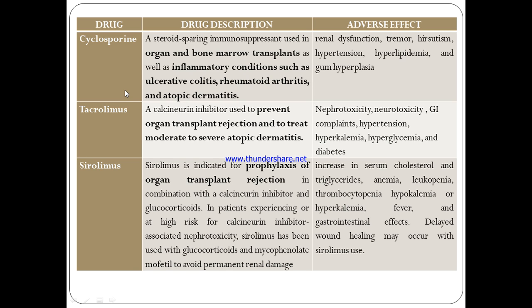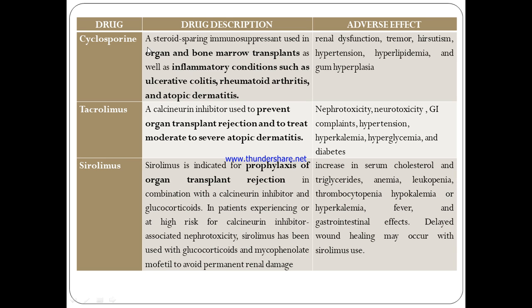So these are the different drugs. Cyclosporin is mainly used in organ or bone marrow transplantation, as well as different inflammatory conditions such as ulcerative colitis, rheumatoid arthritis, and atopic dermatitis. Tacrolimus is used to prevent organ transplant rejection and to treat moderate to severe atopic dermatitis. Similarly, sirolimus is used for prophylaxis of organ transplant rejection.